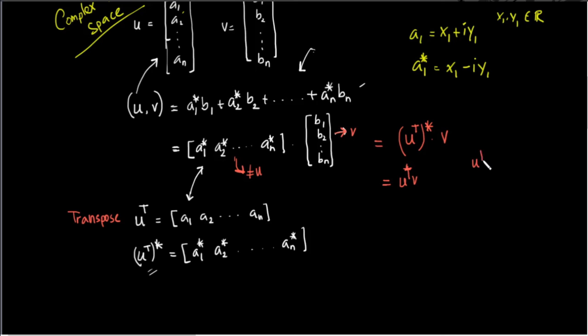U dagger represents the operation U transpose conjugate. We will take the transpose of a matrix, and then we will take the complex conjugate of the transpose matrix. That is the dagger operation. So our definition of inner product for complex vector spaces is, the inner product of U and V equals U dagger V.